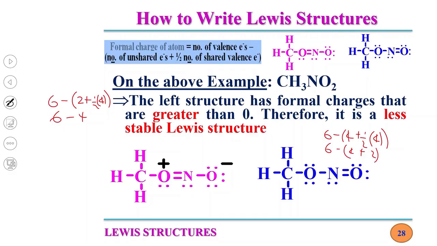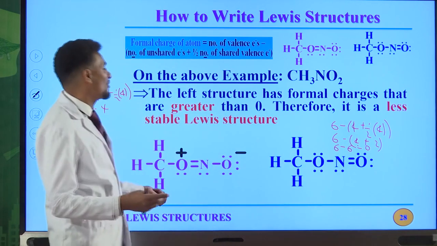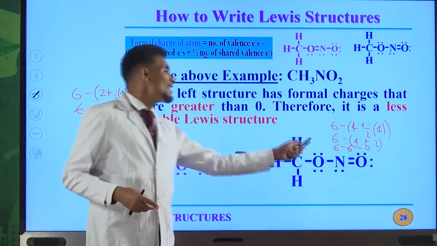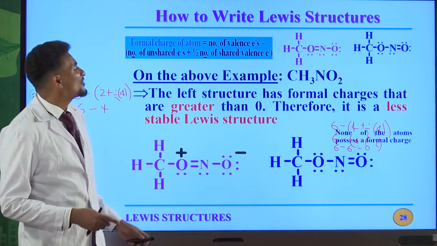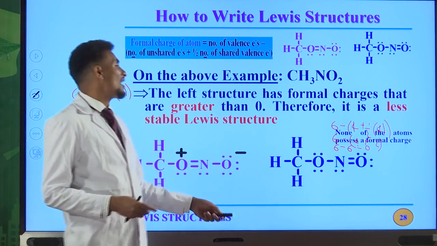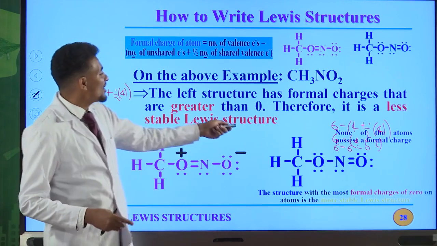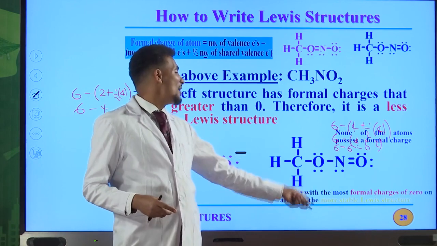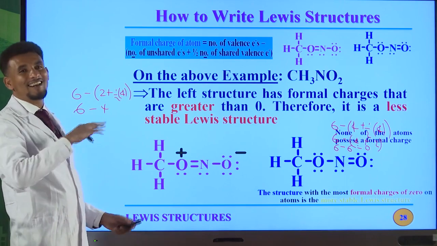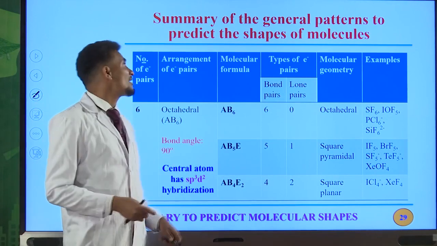The formal charge for this nitrogen atom is also equal to 0. The formal charge for this oxygen atom is also equal to 0. Because of this, by comparing the formal charges of the atoms, this is the most stable Lewis structure for this methyl nitrite, because none of the atoms possess a formal charge. Because of this reason, this structure is the most stable Lewis structure for methyl nitrite. So you can easily select the stable Lewis structure for molecules by calculating the formal charges.